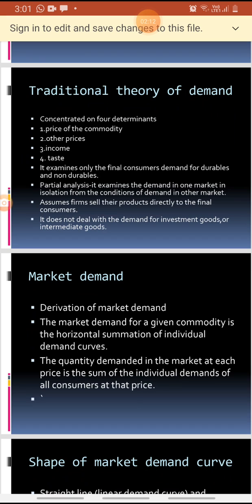It is partial analysis. Why is it called partial analysis? Because it examines the demand in one market in isolation from the conditions of demand in other markets. Then it assumes firms sell their products directly to the final consumers. It does not deal with the demand for investment goods or intermediate goods.